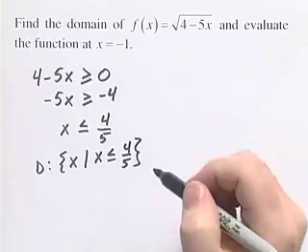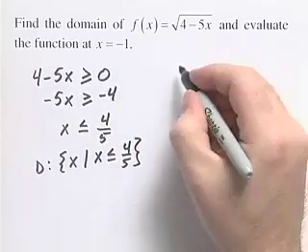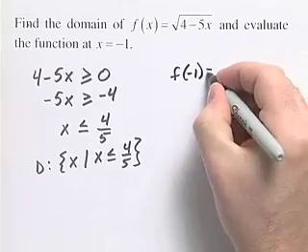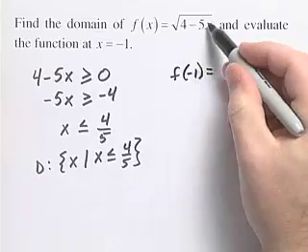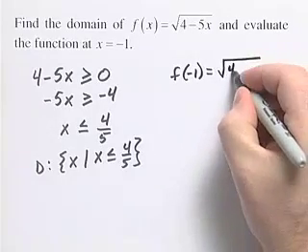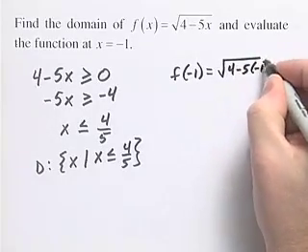Now we want to evaluate the function at the value x equals -1. In function notation, we want to find f of -1. So we just need to substitute the value -1 for x in our function definition. So we'll have the square root of 4 minus 5 times -1.